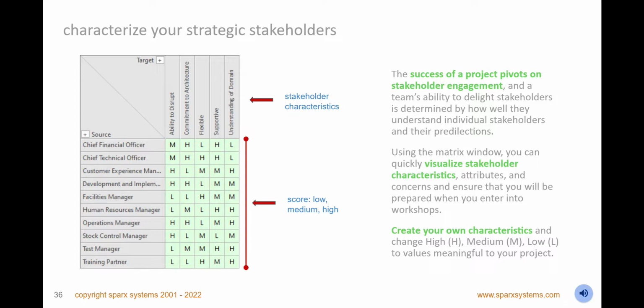Using the matrix window, you can quickly visualize stakeholder characteristics, attributes, and concerns in preparation for stakeholder workshops. Create your own characteristics and change high H, medium M, and low L to values meaningful to your project.